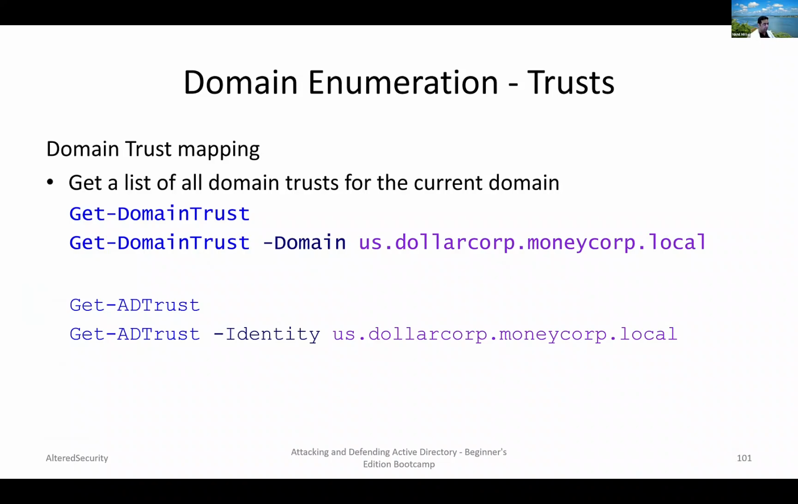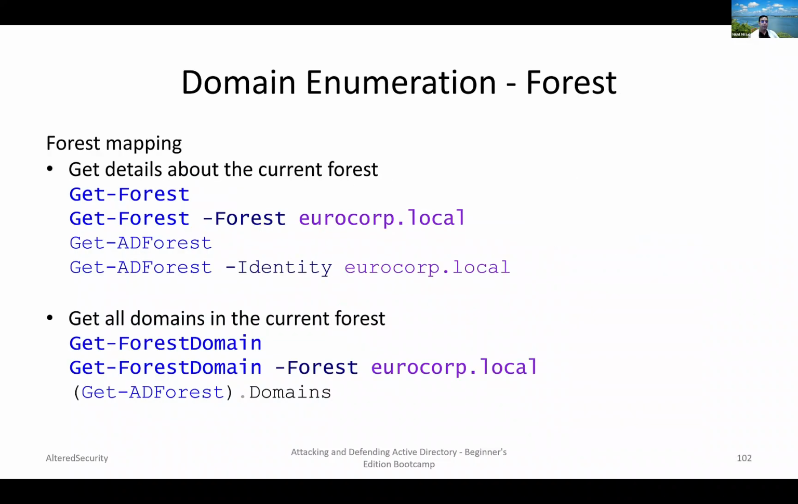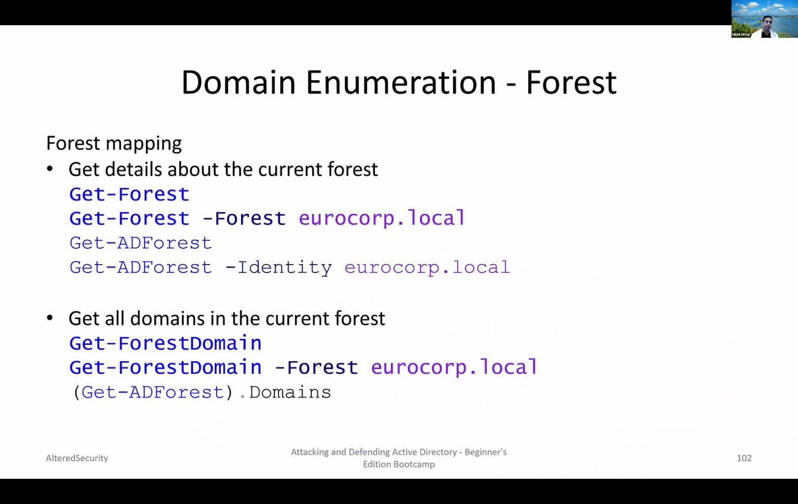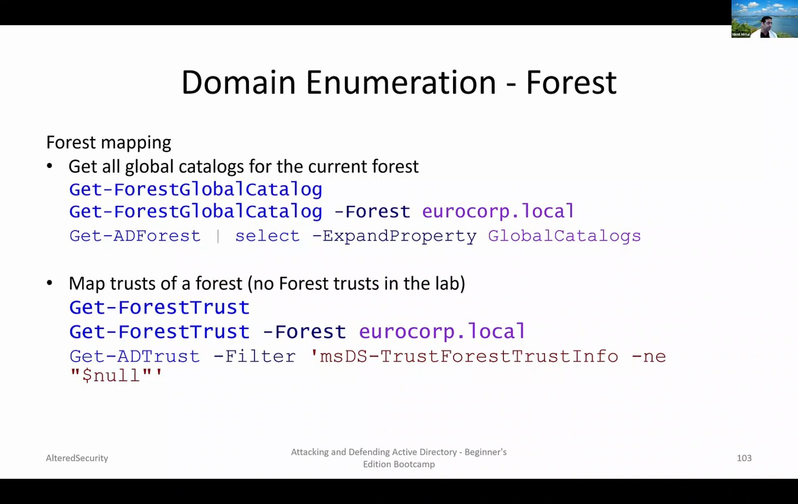Will BloodHound also list the trusts between on-prem and AD? I think it can do that. Yes. We can get the trust for the current domain. For any other domain, we can list all the domains in the current forest. We can list global catalogs. We can get forest trusts. Note that there are no forest trusts in the lab, so you may draw a blank here.